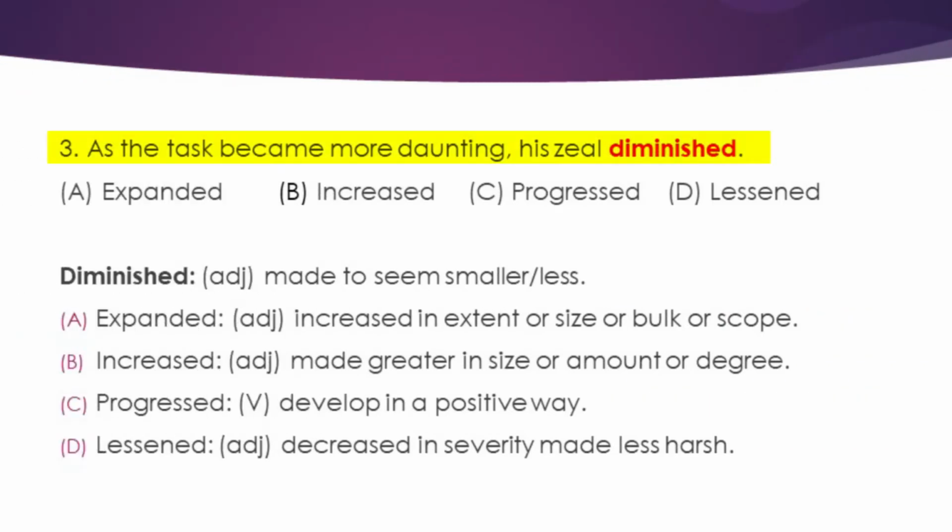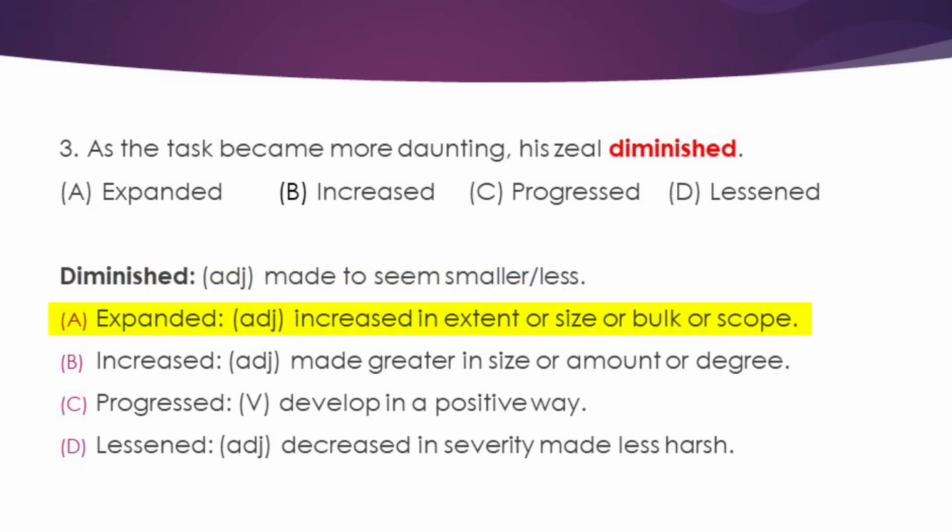Sentence 3. As the task became more daunting, his zeal diminished. Our options are A, expanded, B, increased, C, progressed, or D, lessened. Our word for consideration is, of course, diminished. Diminish is an adjective which means made to seem smaller or less. And we have 4 options. Our options are A, expanded.